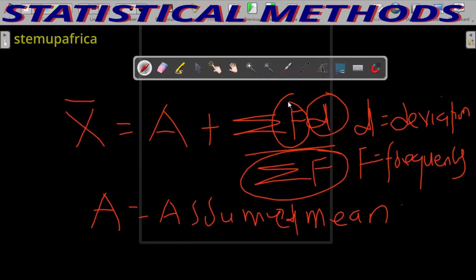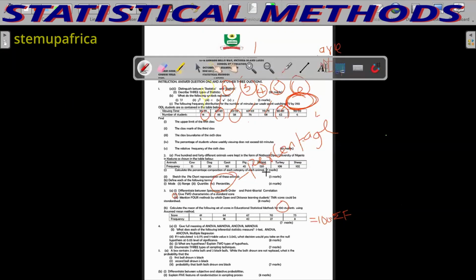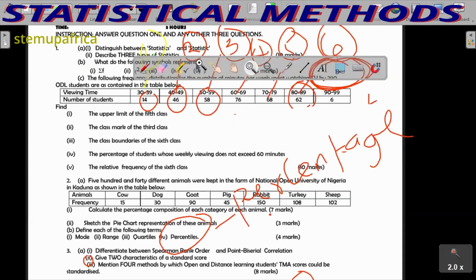So if you don't know the formula, it will be difficult for you to do anything about the question. It will be very, very difficult for you to do anything about it at all if you don't know the formula involved in a particular question. You can see all the calculations we've done require formulas. All of them require formulas. So if you don't know the formula, like I said, it will be difficult for you to do anything at all about it. So we are asked to find the mean now using an assumed mean.